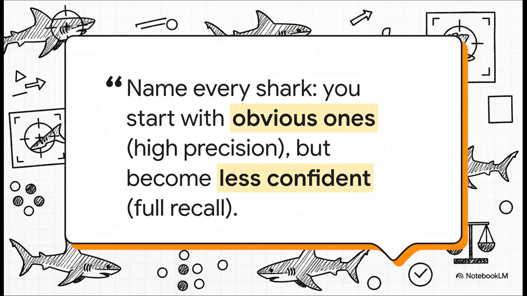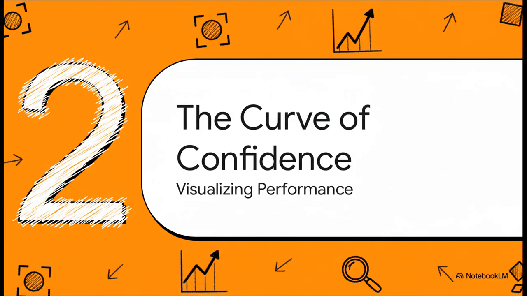This shark analogy is perfect. It just makes it all click. Imagine I asked you to name every type of shark. You'd start with the easy ones, right? Great white, hammerhead, tiger shark. That's your high precision. You're nailing it. But as you try to get every single one, to get full recall, you might start guessing. A cow shark? Your confidence just tanks, and your precision goes down, even while you're trying to push your recall up. Okay, so we've got this trade-off, this balancing act between being right and being complete.